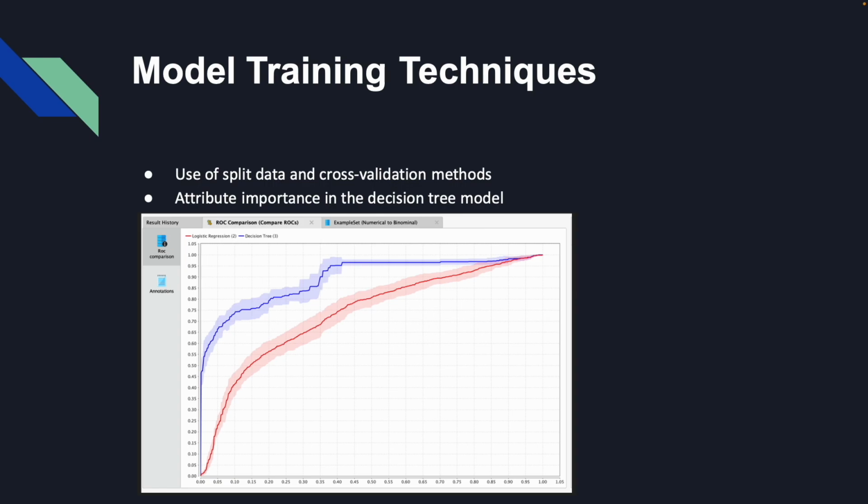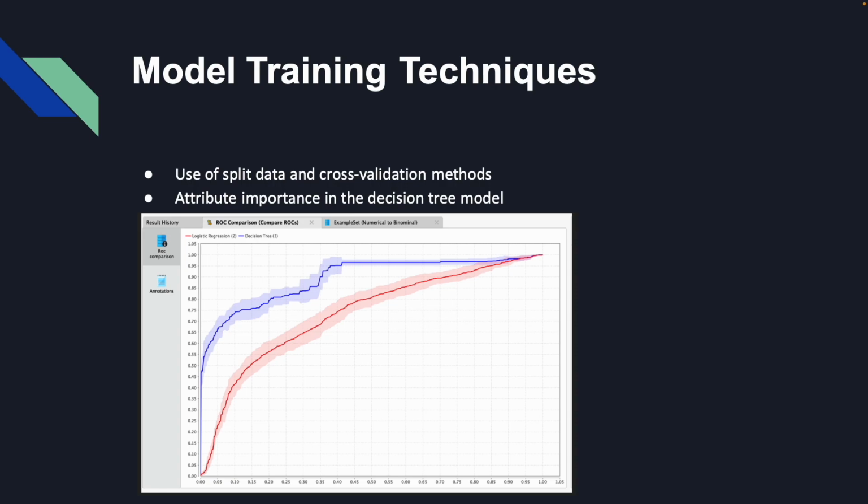Speaking to the model training techniques, to train these models, I employed split data and cross-validation techniques. This approach ensured that the models were tested on unseen data, providing a robust measure of their predictive power.